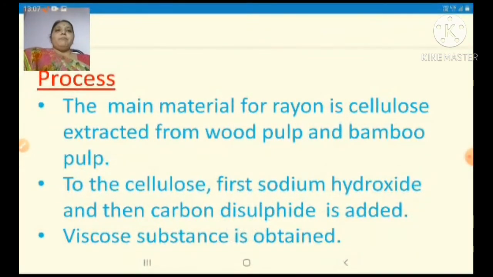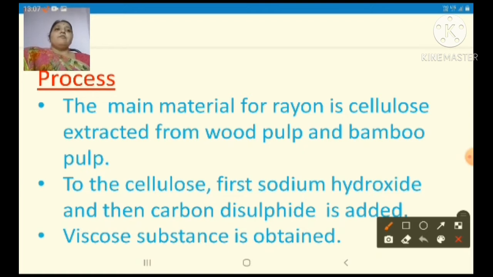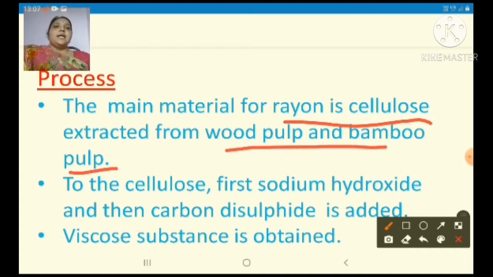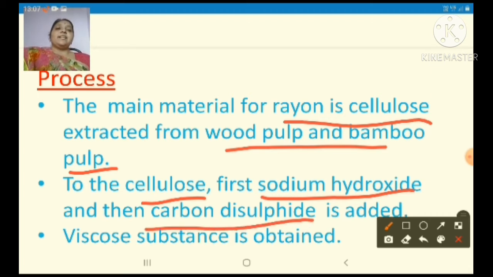How is rayon made? So here the main material for making rayon is cellulose. The sticky substance that we get from plants is called cellulose. So the cellulose extracted from wood pulp and bamboo pulp is the main material for making rayon. To the cellulose, sodium hydroxide and carbon disulfide are added. So we get the viscous, sticky substance.